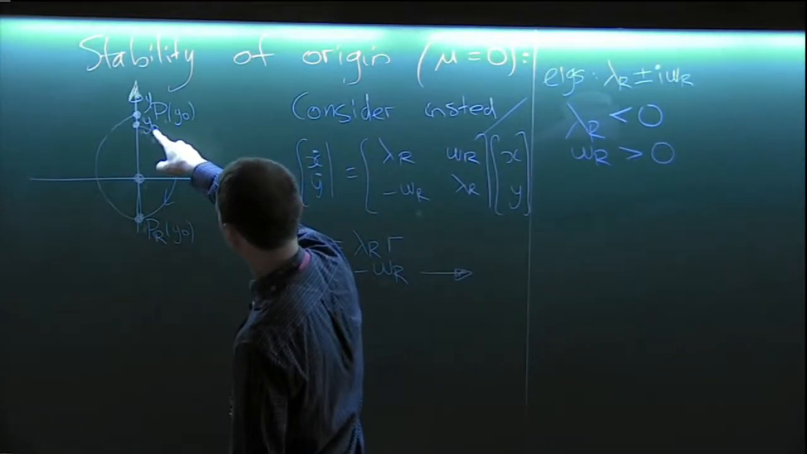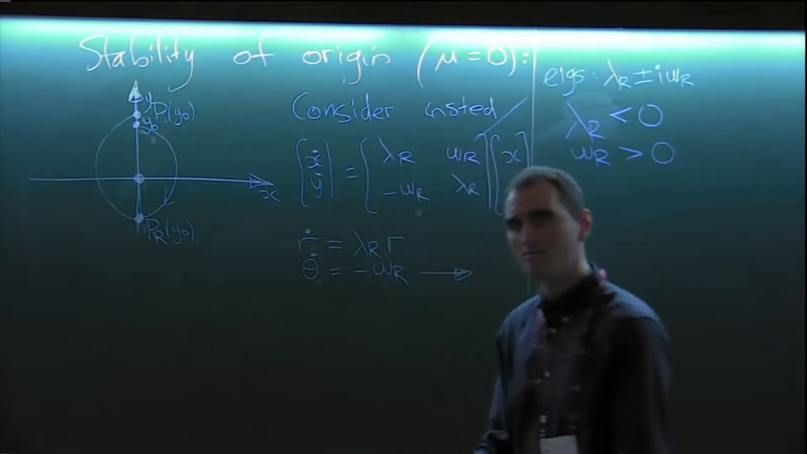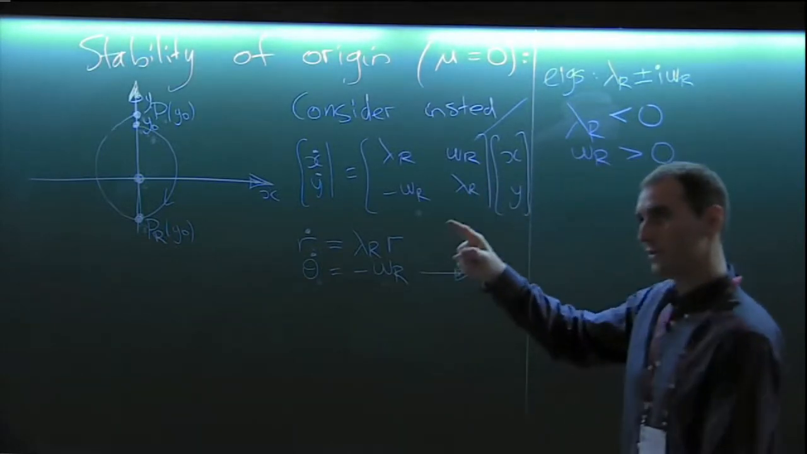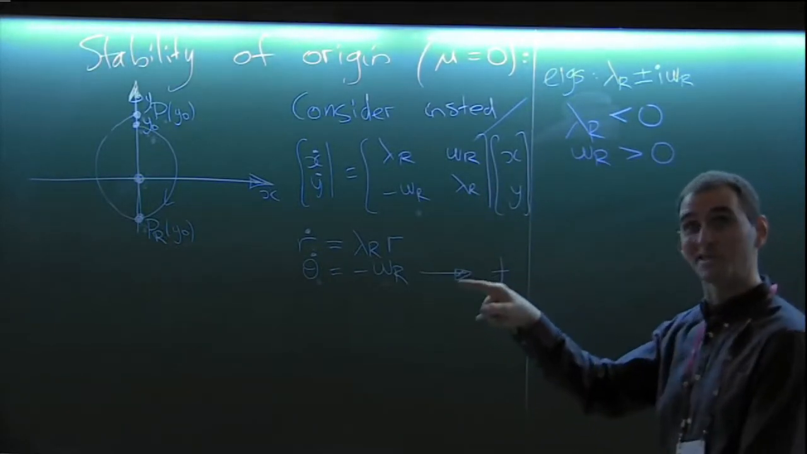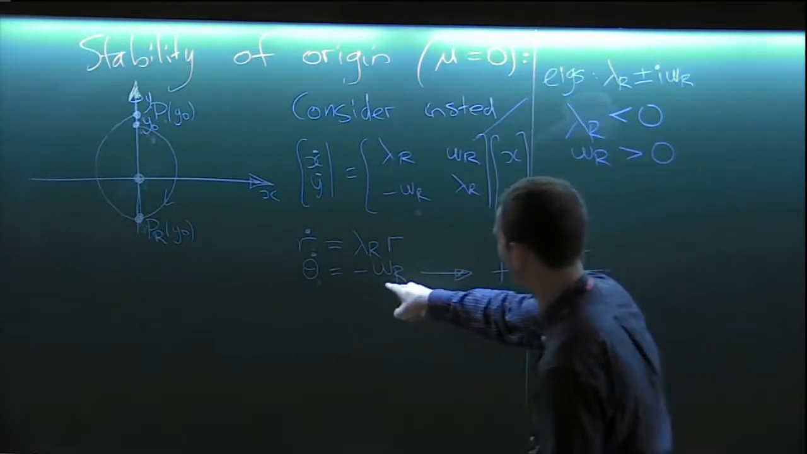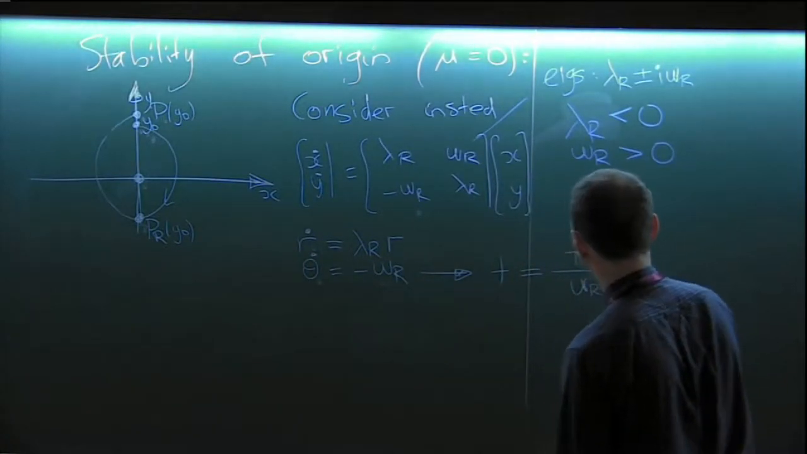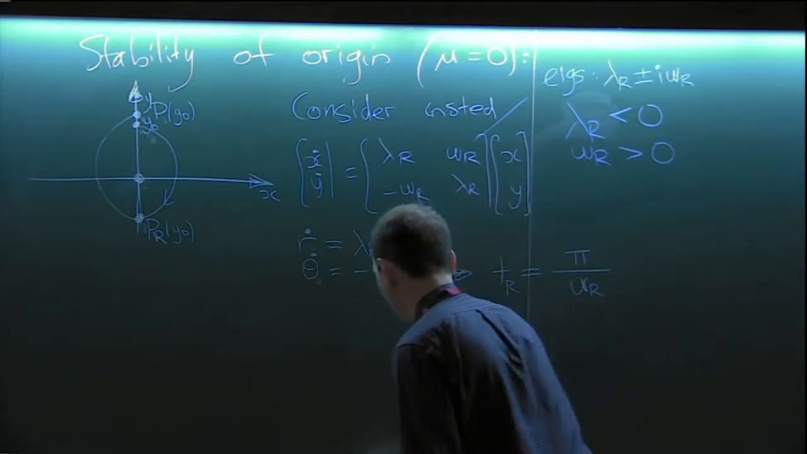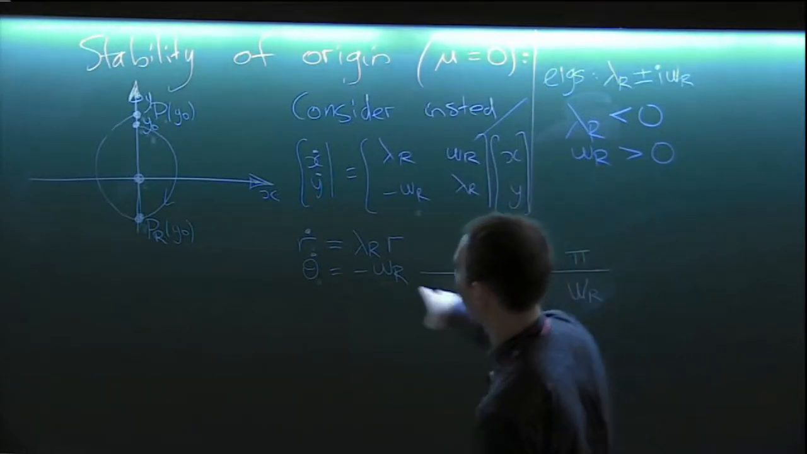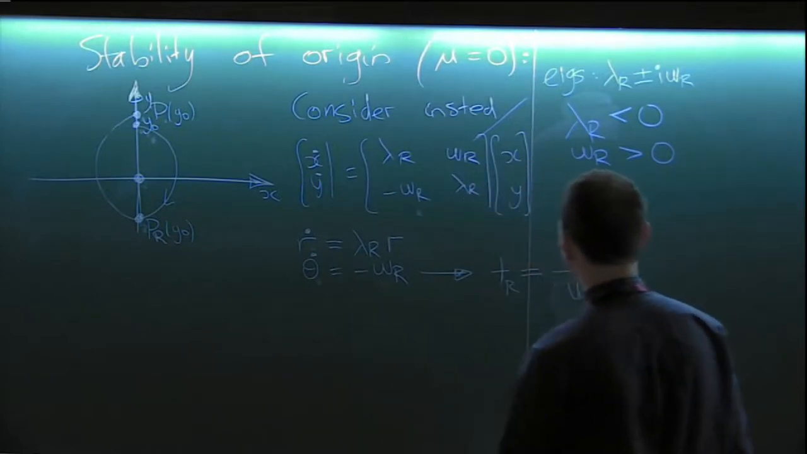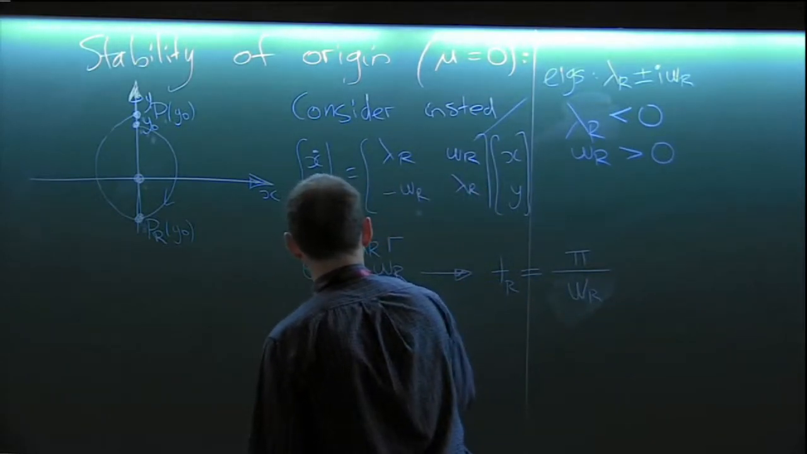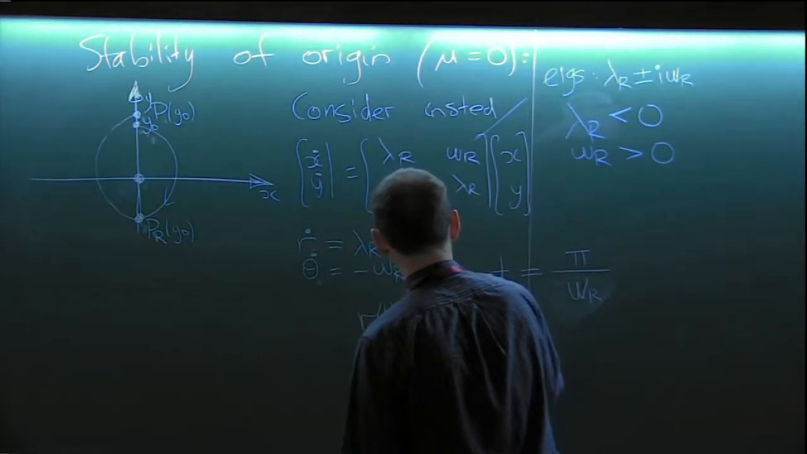So how long does it take to go 180 degrees? Velocity is distance divided by time. Time is distance divided by velocity. The time is the distance of 180 degrees, pi, divided by my velocity, omega_R. Okay, so this is the time it takes for the orbit to evolve in the right. And where does it get to? r is e to the lambda_R t.